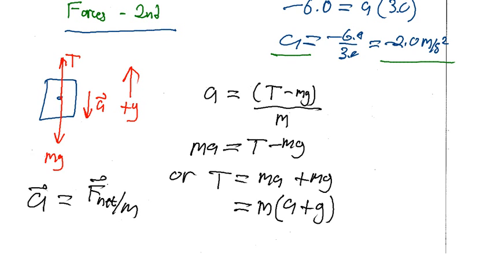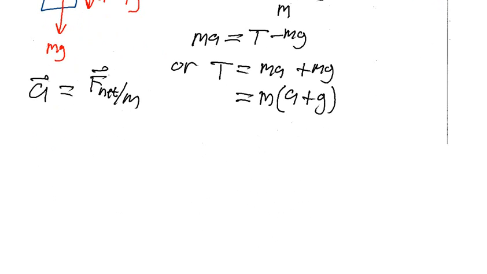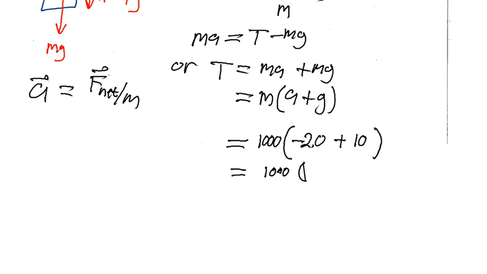Alright, and now we can plug in the numbers that we have. So the mass is 1,000 kilograms. The acceleration we found in the first part of the problem to be -2 meters per second squared. Then the acceleration due to gravity has a magnitude of 10. We already took its direction into account on our force diagram. So we have 1,000 multiplied by 8, which is equal to 8,000, and that should be newtons.